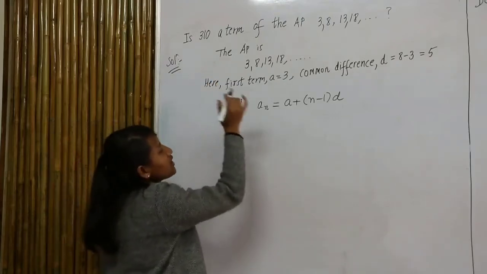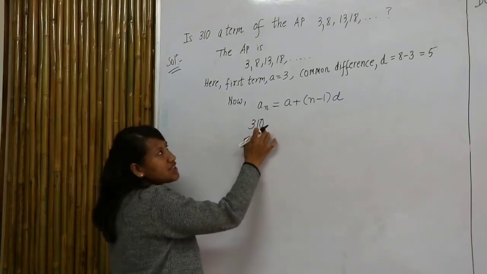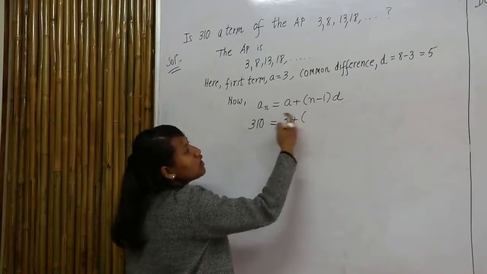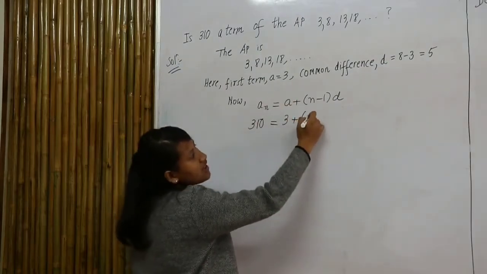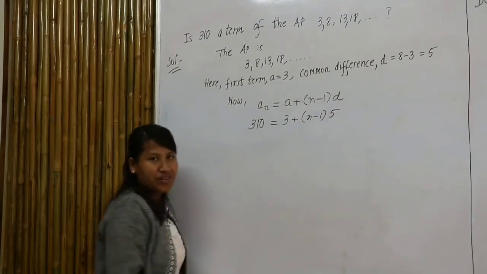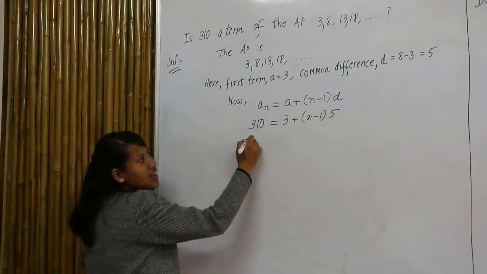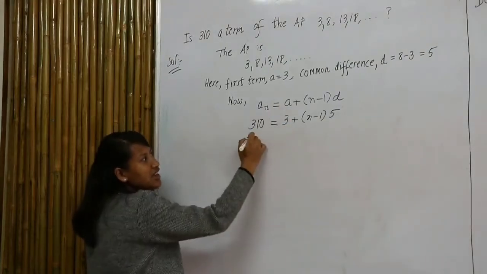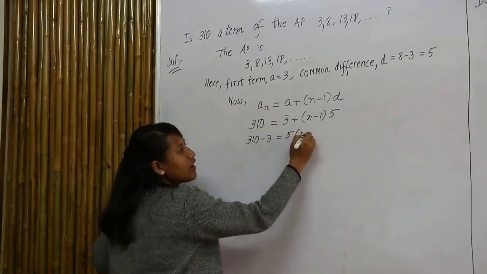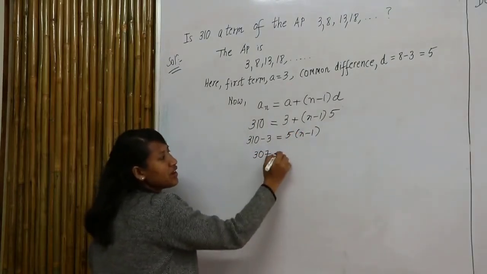So this 310, we assume it's one of the numbers, meaning an. Then a is 3, n minus 1, then d is 5. We have taken the assumption that this is one of the terms. Then we carry this side, so 310 minus 3 is 5 times n minus 1. This one you get 307.